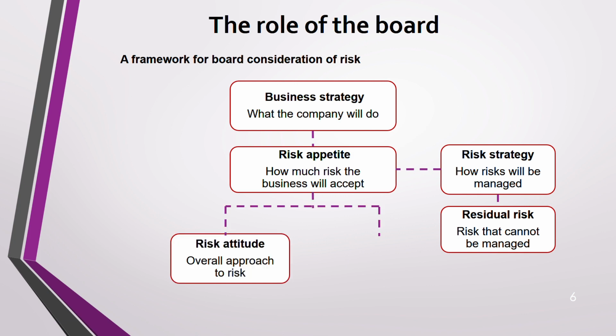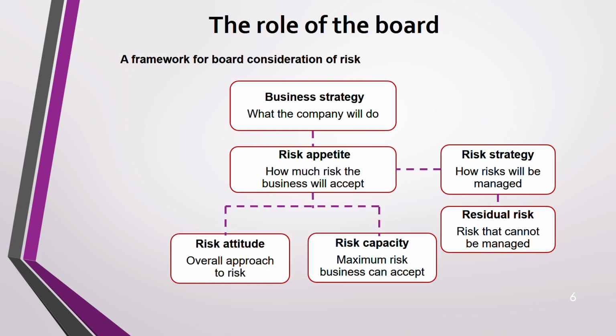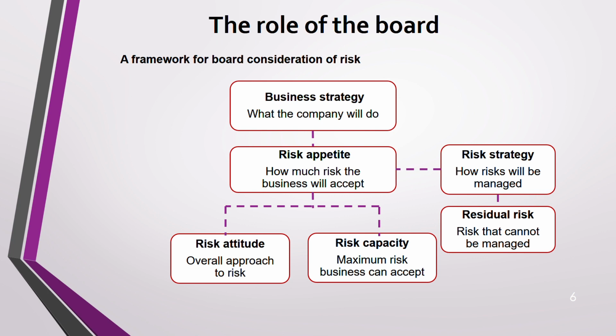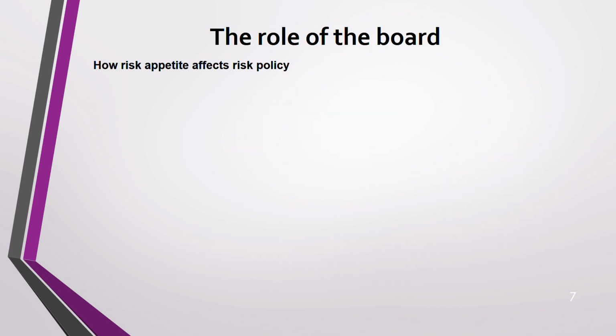Then we have two more: one is risk attitude, one is risk capacity. Risk attitude means what is your approach to risk, how do you view risk, do you want to take risk or not. Capacity is your maximum risk that the business can accept, beyond which you cannot go. So know these terms: appetite, attitude, capacity. They are different and you should know the meaning.